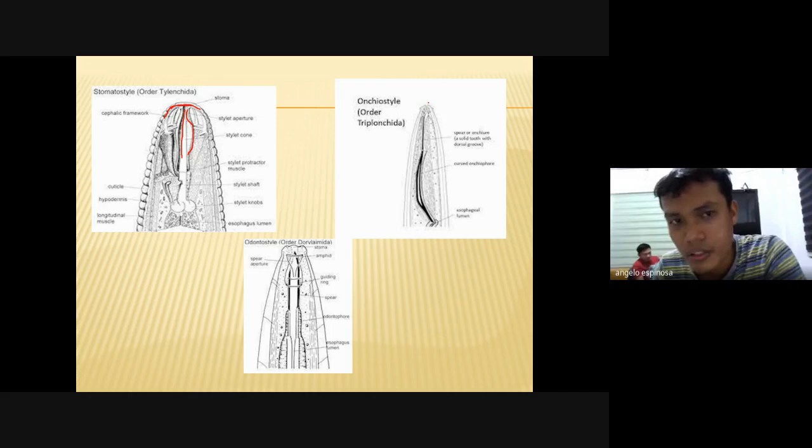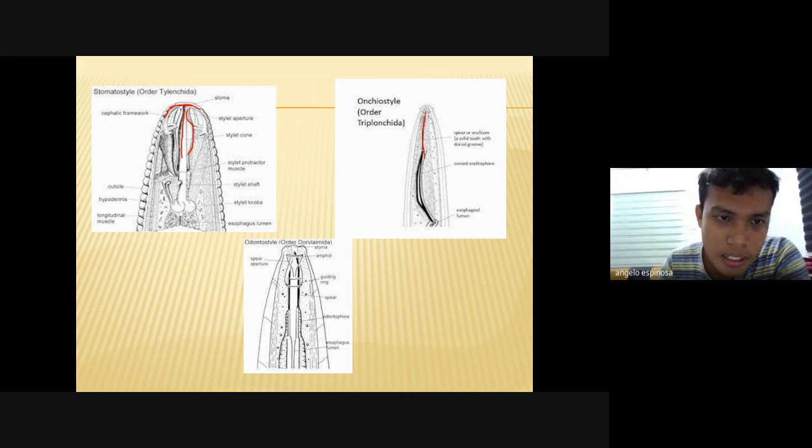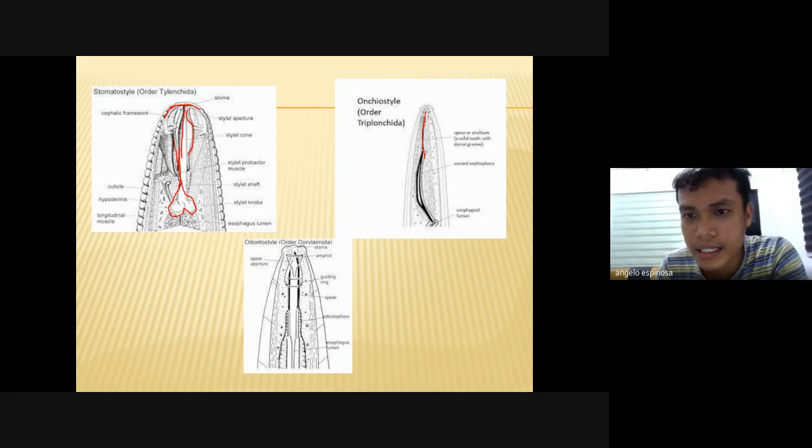Under order Triplonchida. So ito yung oncho stylet. Here is the needle. So you can see here, parang itlog. Pagdating dito, itlog, di ba? So, ito dito stylet, then diretso sa esophagus.